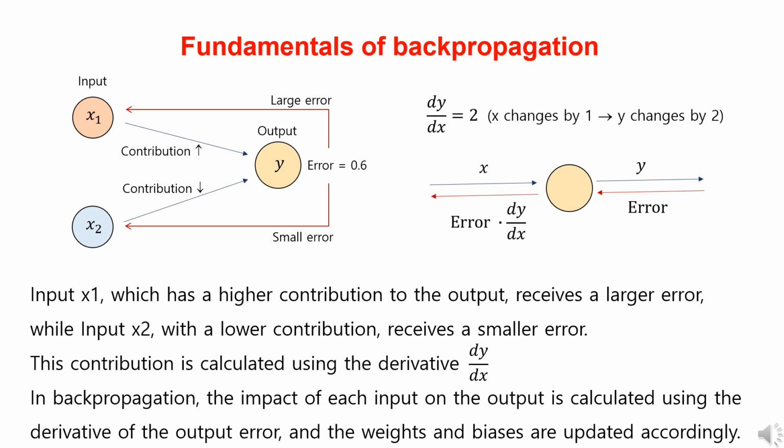For example, if the derivative of y with respect to x is 2, it means that when the input x changes by 1, the output y changes by 2. Using derivatives, we can quantitatively measure how much the input x affects the output y. This helps us understand how much each input contributes to the error. In the backpropagation process, the impact of each input on the output is calculated using the derivative of the output error, and the weights and biases are updated accordingly, reducing the error.